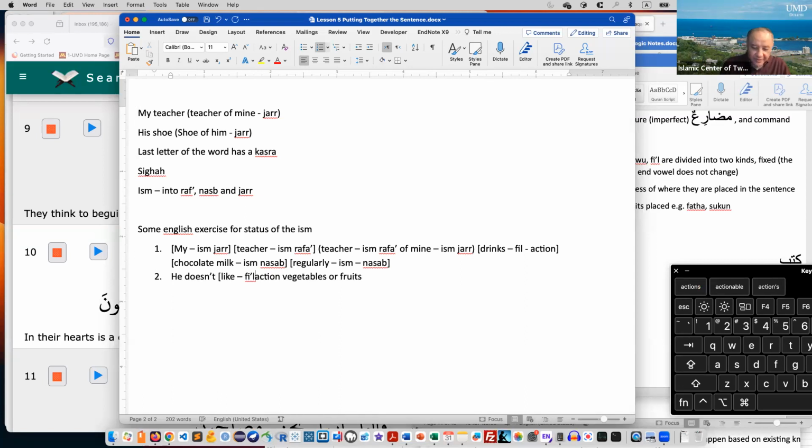All right. So now let's figure out the isim, because now we have information about isim, right? The different kinds of isim, or the different statuses of the isim. Okay. Which one is the isim rafa?